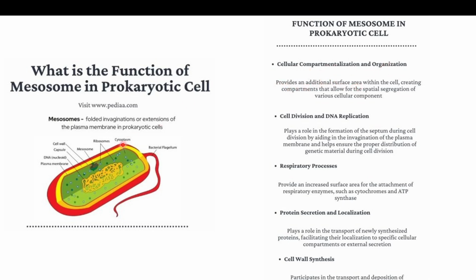It provides additional surface area within the cell, creating compartments that allow for the spatial segregation of different cellular components. It helps in cell division and DNA replication, plays a role in the formation of the septum or wall during cell division by helping in invagination of the plasma membrane, and helps ensure the proper distribution of genetic material during cell division. It also has a role in respiratory processes. It provides an increased surface area for the attachment of respiratory enzymes like cytochromes and ATP synthase.